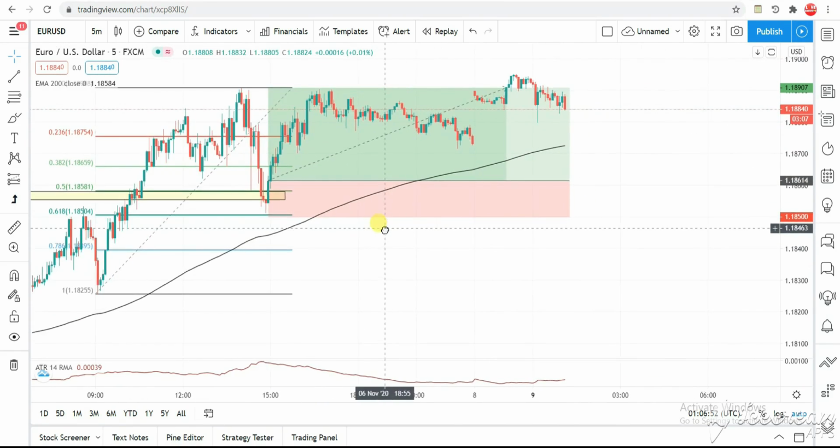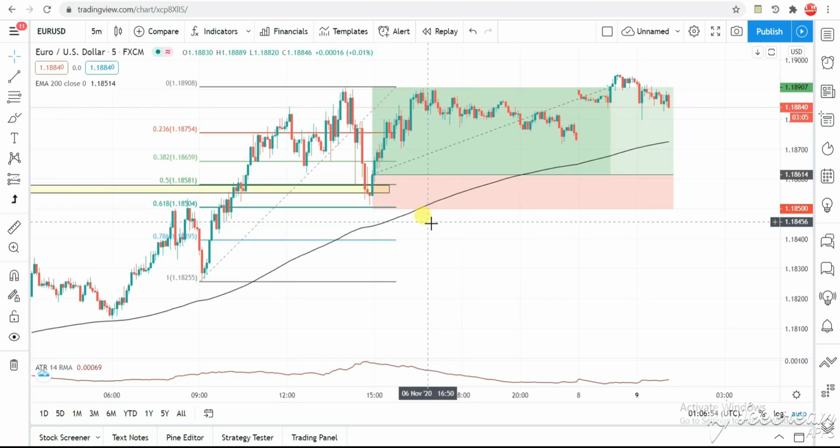Alright, so I hope you guys enjoyed this video. This is a very quick short video, guys. I just want to show you guys how easy it is to trade the break and retest using the Fibonacci and price action together, guys.